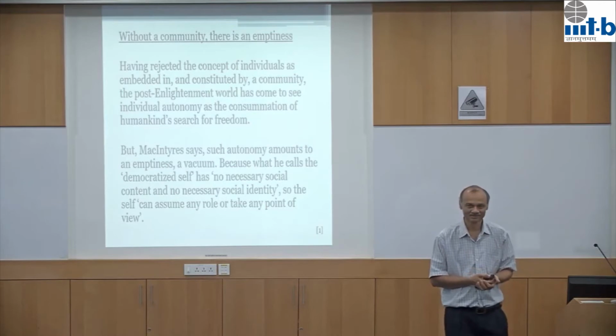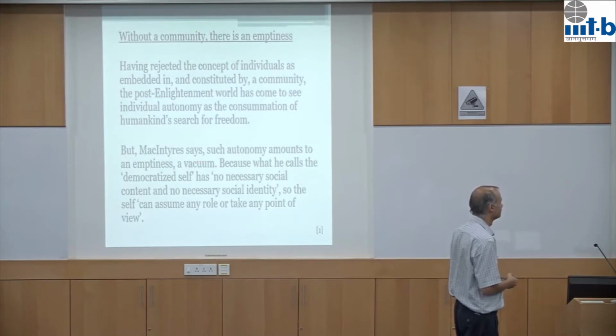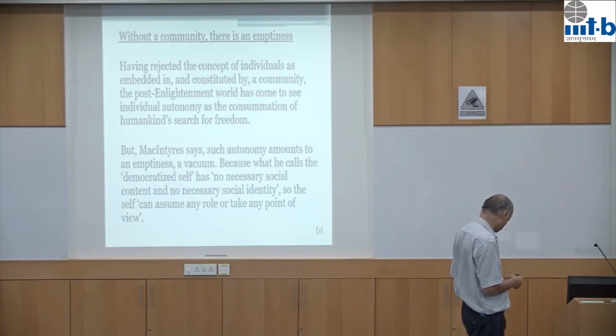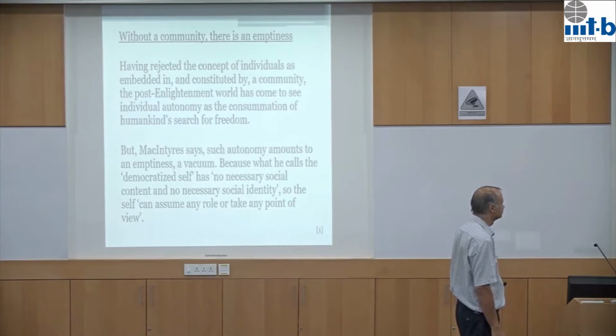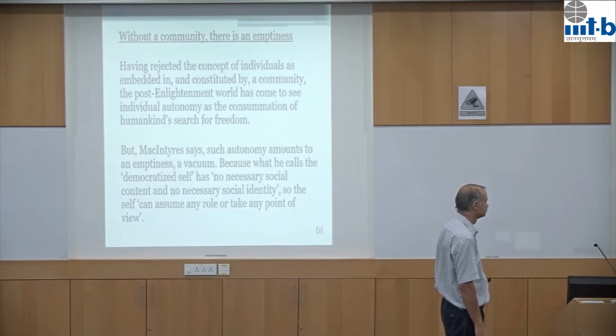Without a community, there is an emptiness. Having rejected the concept of individuals as embedded in and constituted by the community, the post-enlightenment world has come to see the individual as the consummation of humankind's search for freedom. But MacIntyre says such autonomy amounts to an emptiness, a vacuum, because what he calls the democratized self has no necessary social context and no necessary social identity. So the self can assume any role or take any point of view.